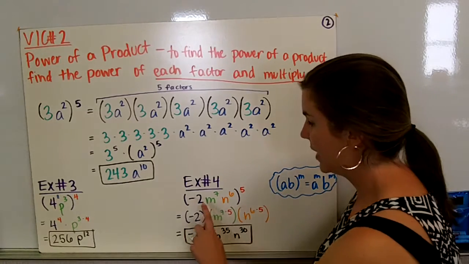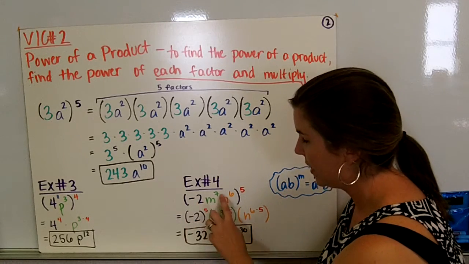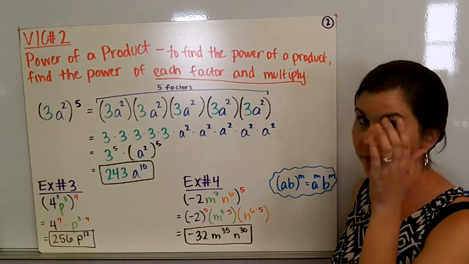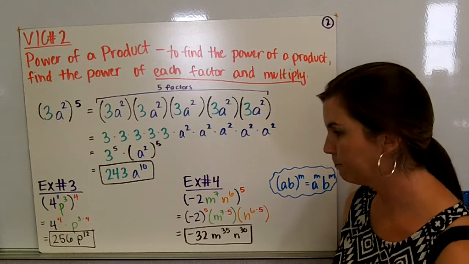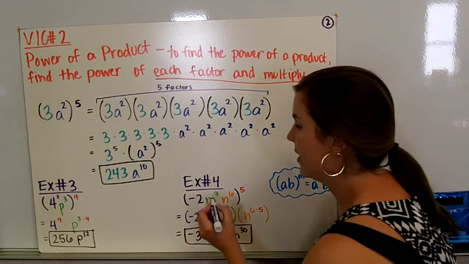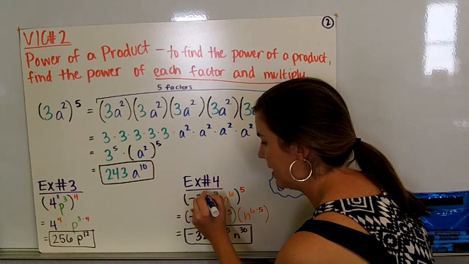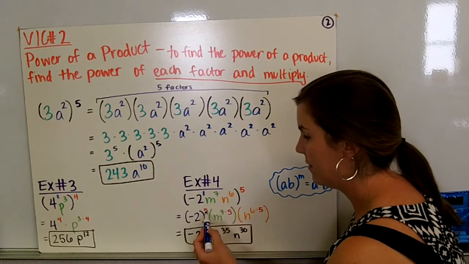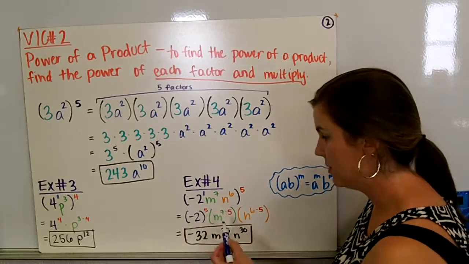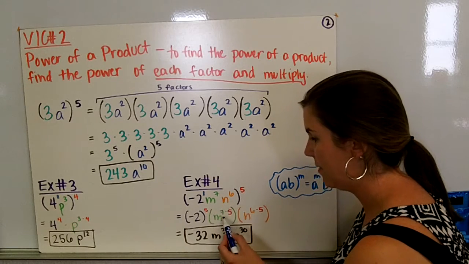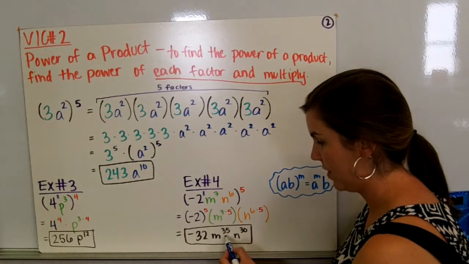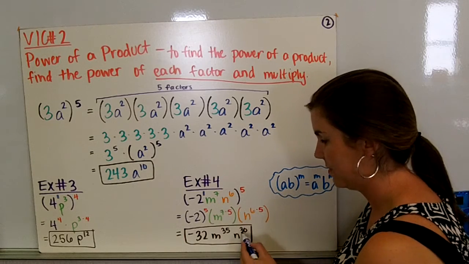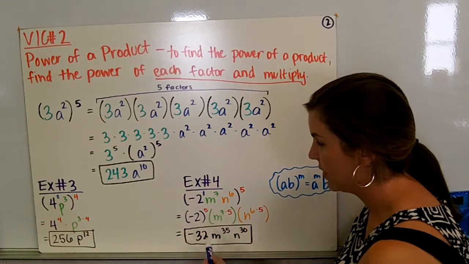Example 4. The quantity -2 m to the 7th, n to the 6th, all raised to the 5th power. Now there's a lot going on here. Remember that -2 has an exponent on it. It has a 1. So we're going to say 1 times 5 is 5. Look at your m's, 7 times 5. That gives us 35 right here. And n, 6 times 5, that gives us 30 right here. So n to the 30th.